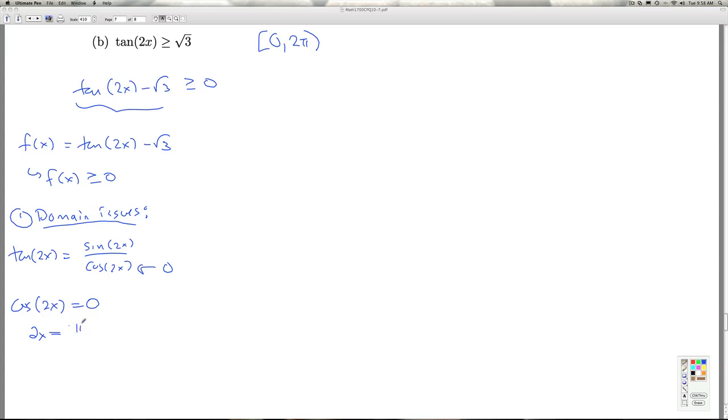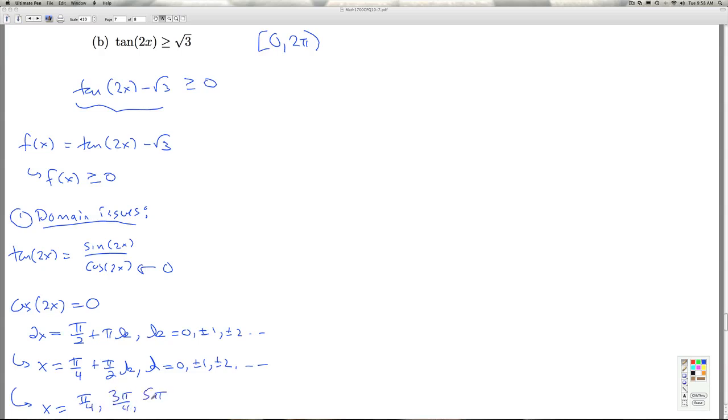So where's the cosine of something equal to 0? Well, it's whenever that something is pi over 2 plus some integer multiple of pi k. Or in other words, dividing both sides by 2, multiplying both sides by a half, pi over 4 plus pi over 2 k. And so in 0 to 2 pi, we get pi over 4, 3 pi over 4, 5 pi over 4, and 7 pi over 4. So these four things are going to have to get put on the number line as places where the function's undefined.